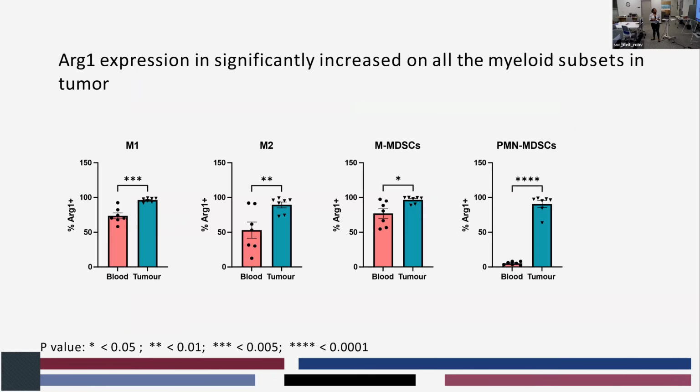The PMMDSCs, the myeloid cell subtype, is significantly low in the blood in comparison to the tumor, whereas M1 and M2 MMDSCs are relatively about the same. And if you want to see, the p-value is a component of this chart.